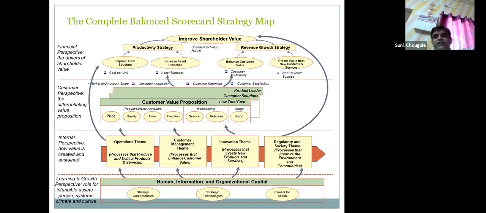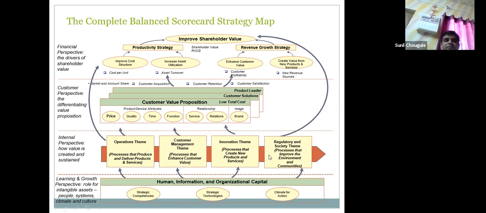Create value from new products and services. This is what we just talked about: new products and new services. Every other company which has a big name in the market is encashing its image and coming into other fields of business also. We have seen Tata coming with AIG insurance company, then Bajaj coming with Allianz. Again, Reliance is coming with Religare, and certain companies that were into manufacturing are coming into banking and other sectors also. So this is what it means to create value from new products and services.